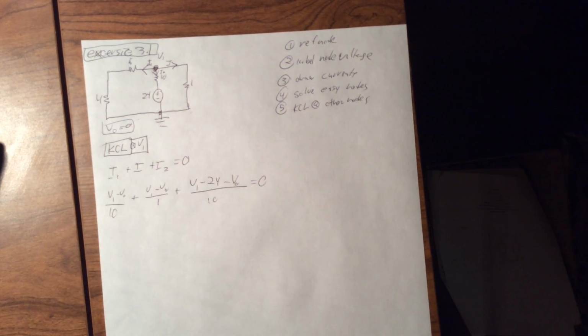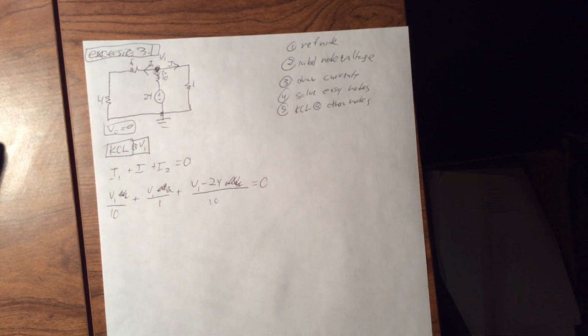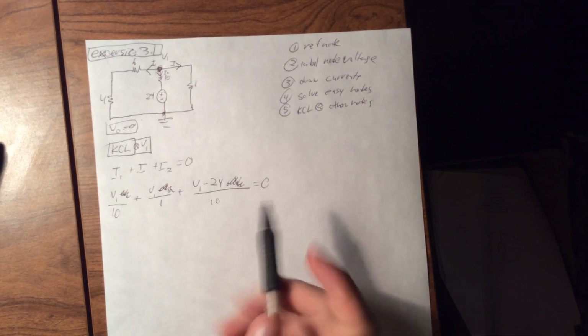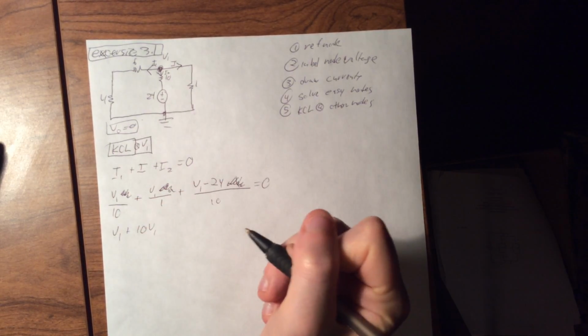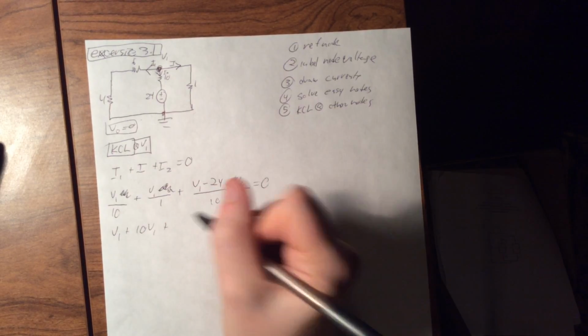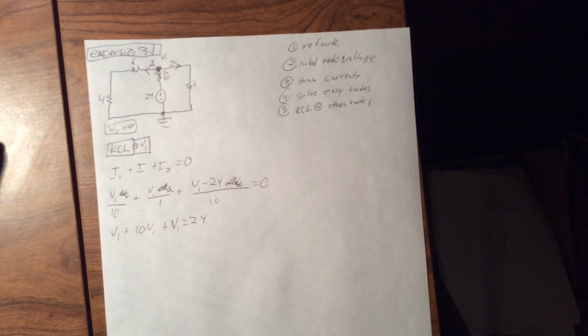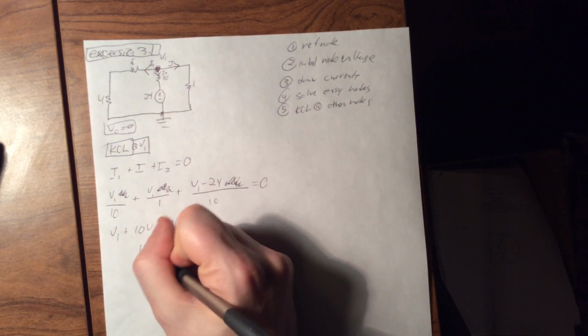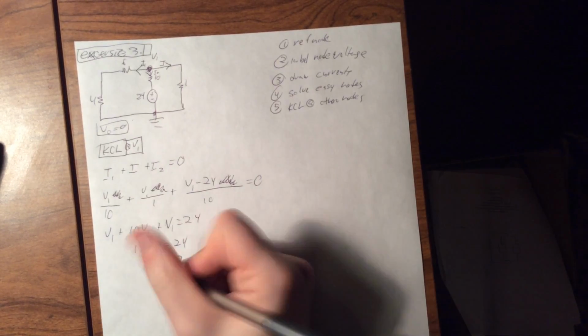First thing we're going to do, the V0s are equal to 0. I'm just going to cross them out so we don't complicate anything. That makes it a little easier. If we take each one of these and multiply them by 10, we're going to get V1 plus 10 V1 plus V1 minus 24 is going to be equal to 24, right? Let me just check. Have I messed anything up there? No, that looks good. So we're going to get 12 V1 equals 24. V1 equals 2. Boom.